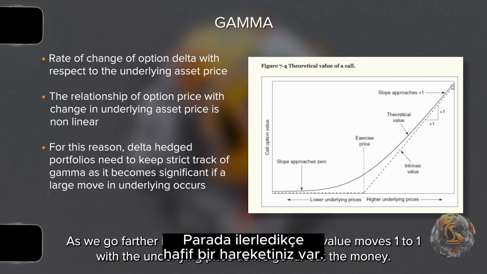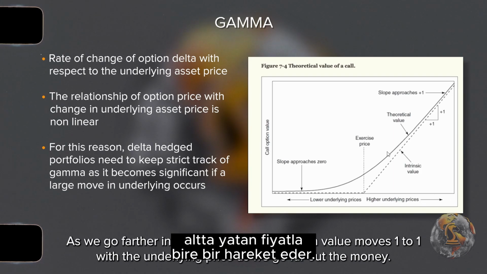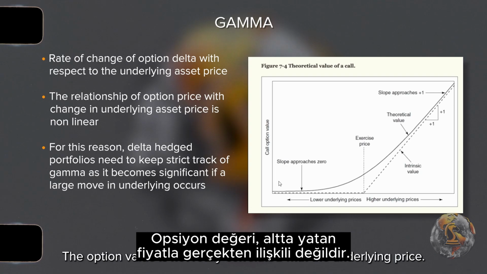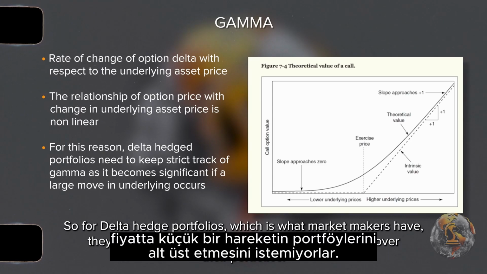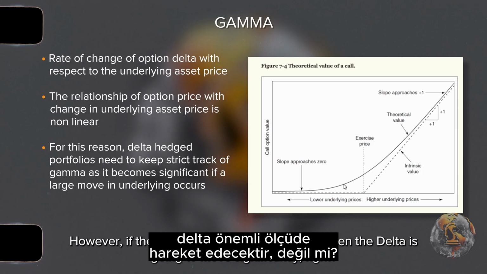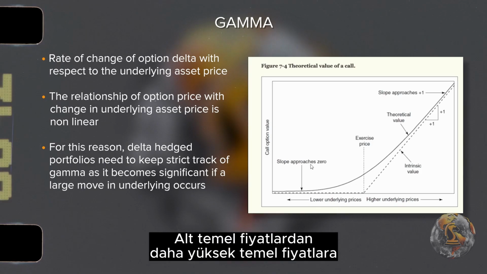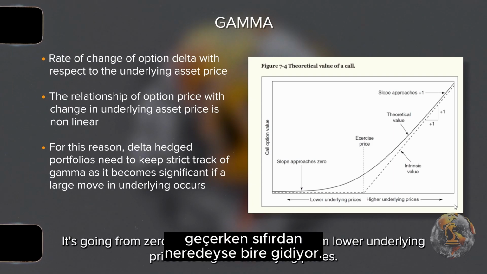As we go farther in the money, the call option value moves 1-to-1 with the underlying price. As we go far out the money, the option value is not really correlated with the underlying price. So for delta hedged portfolios, which is what market makers have, they don't want a small movement in price to screw up their portfolios. However, if there's a large movement in price, then the delta is going to move significantly, right? It's going from 0 to almost 1 as we go from lower underlying prices to higher underlying prices.